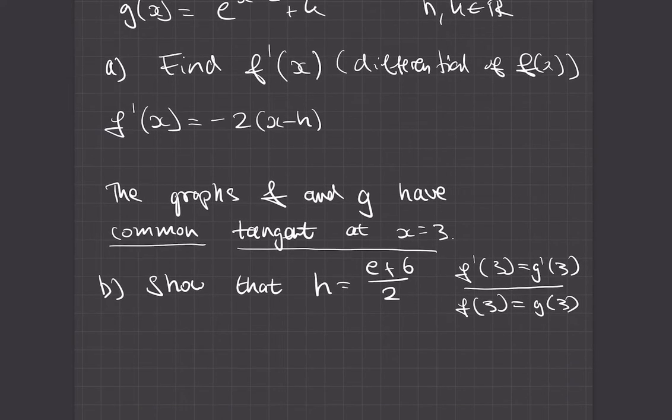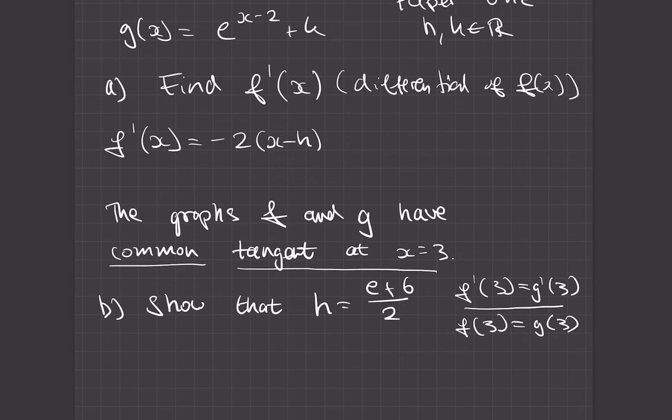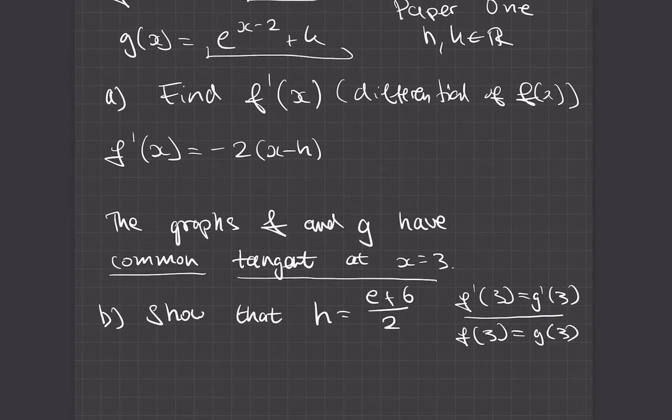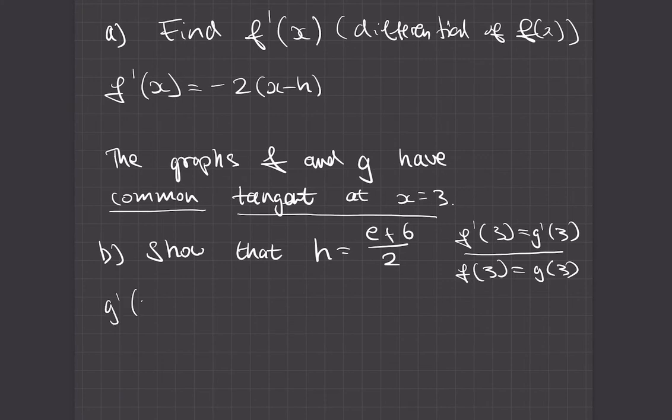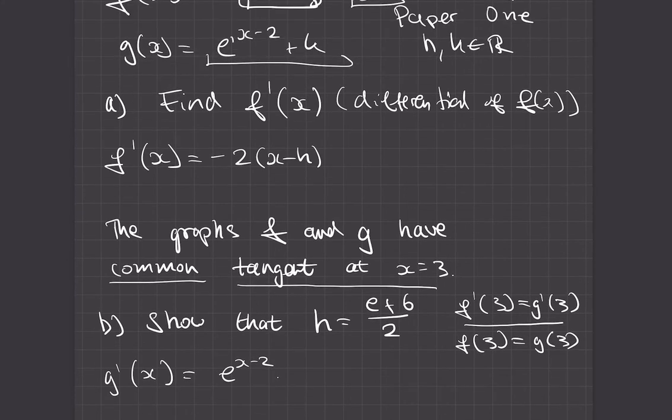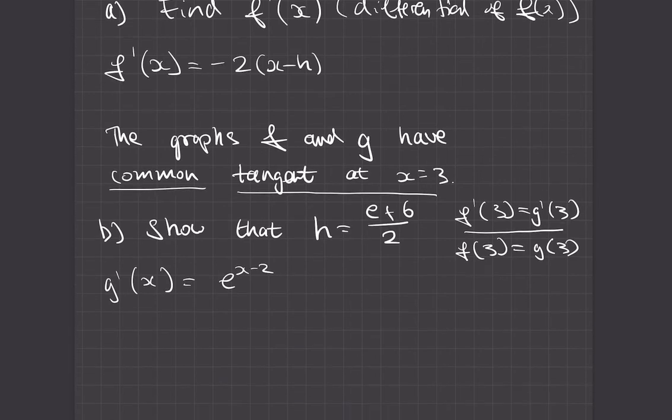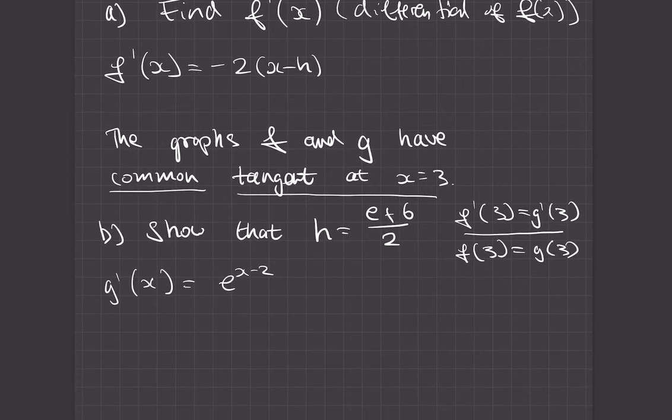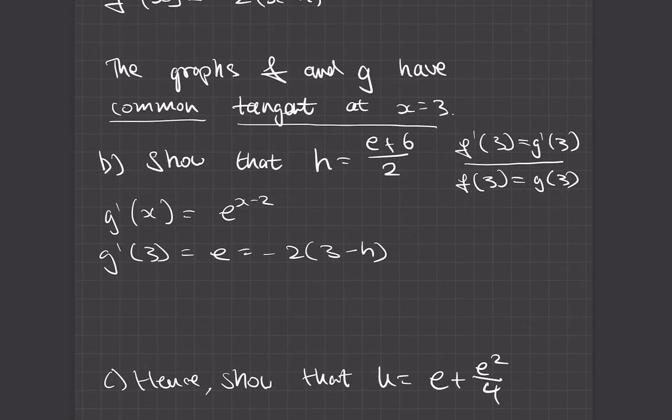Right, so we have to find f prime of 3, which isn't too bad because we already have f prime here. So now we need to find g prime. Now remember, g prime is given by this function over here, and the differential again, chain rule. g prime is going to be e to the x minus 2 times the differential of this thing up here, but that again is just 1. So we can forget about that, and the k goes to 0. So that means that g prime of 3 is equal to e. It's also equal to f prime of 3, which is minus 2 of 3 minus h. Right? So now we're just solving for h.